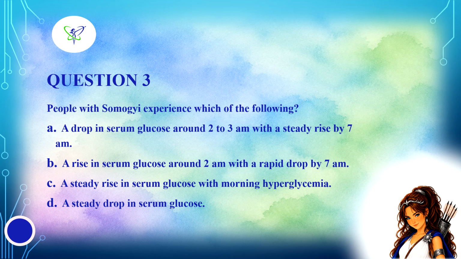Question 3. People with Somogyi experience which of the following? A drop in serum glucose around 2 to 3 a.m. with a steady rise by 7 a.m. A rise in serum glucose around 2 a.m. with a rapid drop by 7. A steady rise in serum glucose with morning hyperglycemia. A steady drop in serum glucose. I need help. Come on, Artemis, help me out. And it is a drop in serum glucose around 2 to 3 a.m. with a steady rise by 7 a.m.